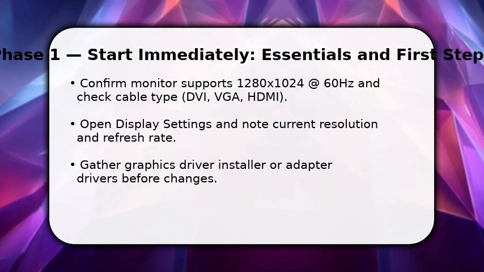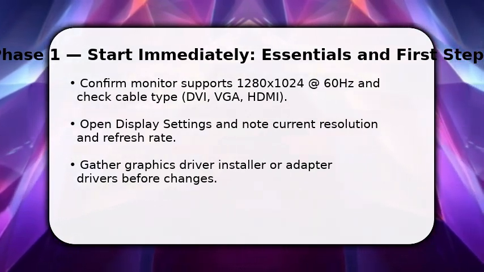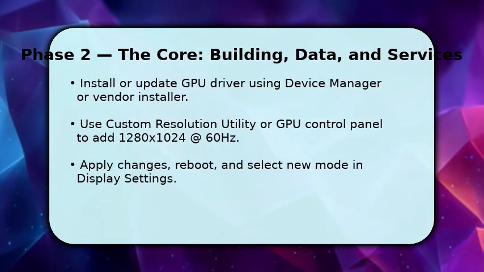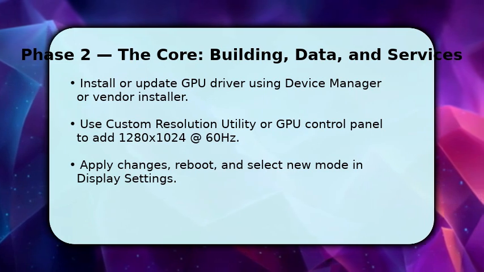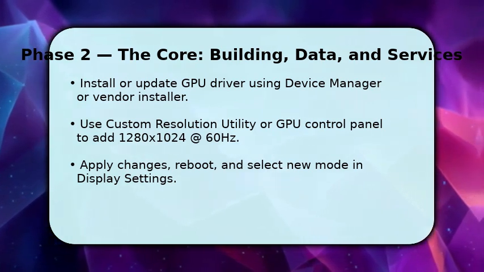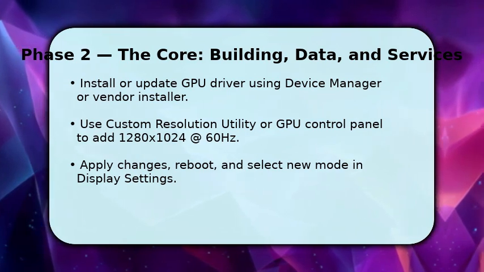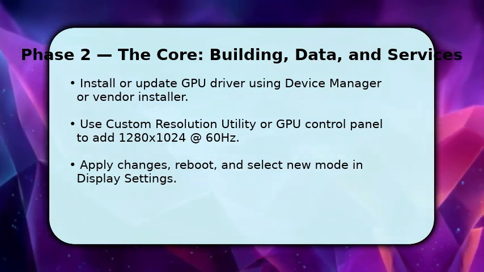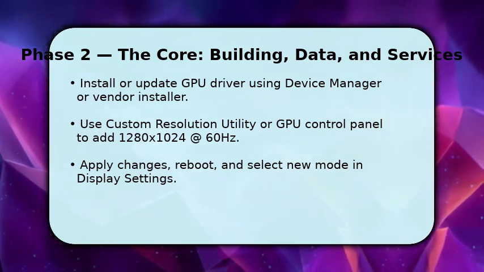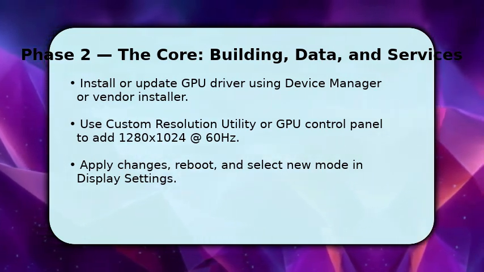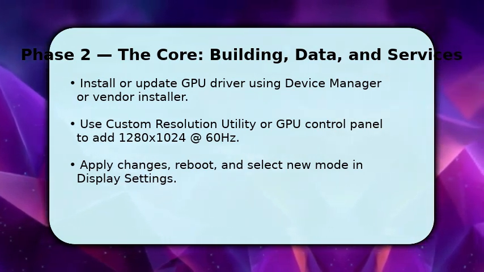Now, proceed to driver updates and mode configuration to apply the preferred setting. You next update or reinstall the graphics driver. This fixes missing resolutions. Use Device Manager or the vendor installer and reboot when prompted. After reboot, open the GPU control panel or a custom resolution utility to add 1280x1024 at 60Hz. Set timing to standard CVT or reduced blanking if necessary.